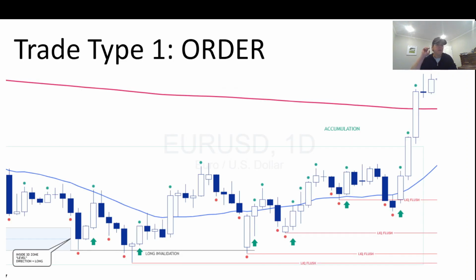Okay, so let's go through our different types of trades. There's only a couple, and then I'll talk you through three slight variations that you also need to be aware of, because it slightly changes how you place your orders. Okay, so trade type 1 is just a straightforward order. You're going to place your entry as an order directly after you've identified that a one-day event has happened and that it's a valid event and you can trade from it.